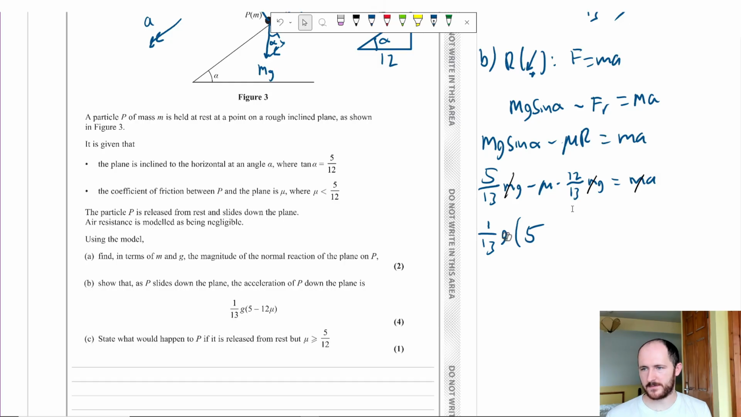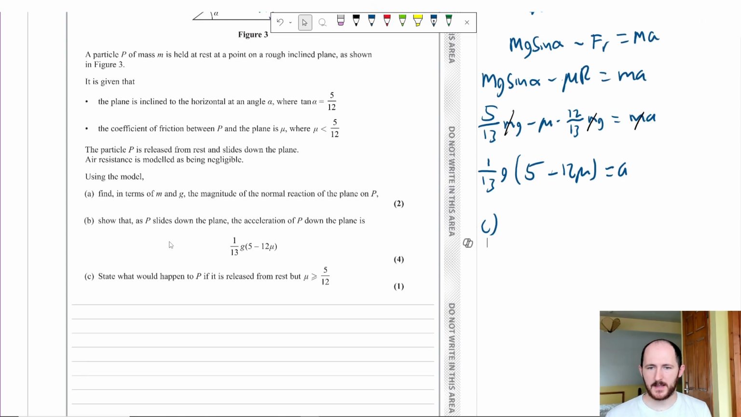If I do 12/13 divided by 1/13, I'm left with 12, so we have minus 12 mu equals a. So that's not bad at all. Cool. State what would happen to P if it is released from rest but mu is bigger than 5/12.